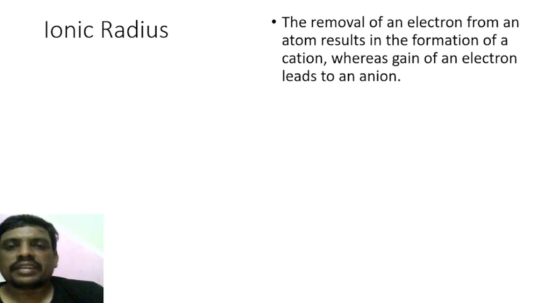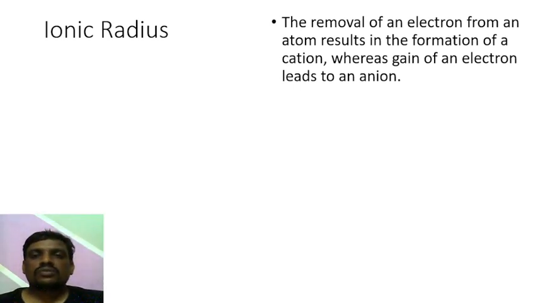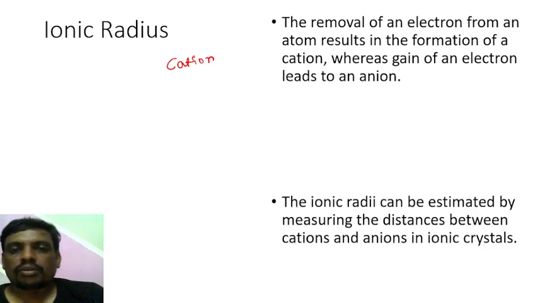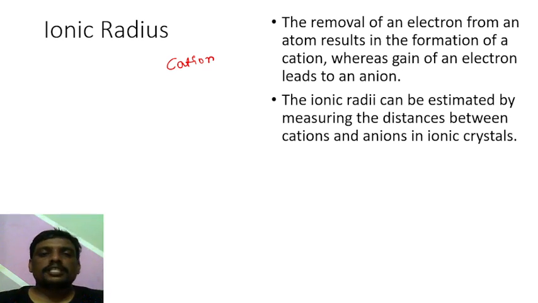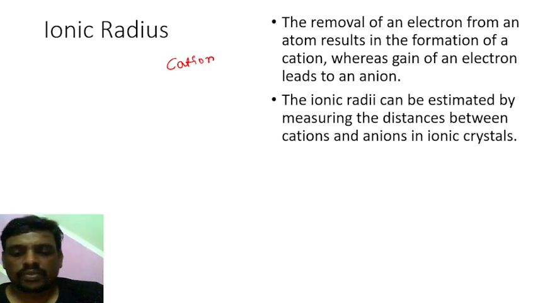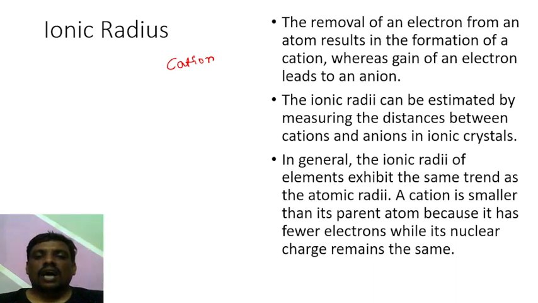Finally, you can see ionic radius. Let us take ions and their radii. Removal of an electron from an atom results in the formation of a cation, whereas gain of an electron leads to an anion. Ionic radii can be estimated by measuring the distance between cation and anion. In general, ionic radii of the elements exhibit the same trend as atomic radii.